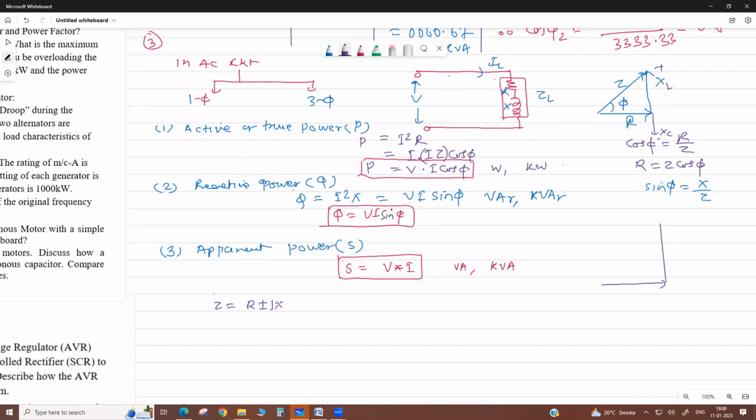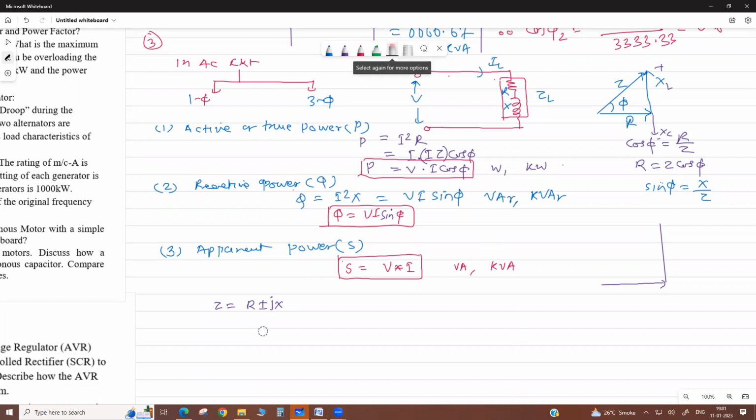Well, now here we write impedance. This is a complex number, that is R plus or minus jX. This reactance is maybe positive or negative, which means the circuit reactance is maybe inductive or capacitive, lagging or leading.